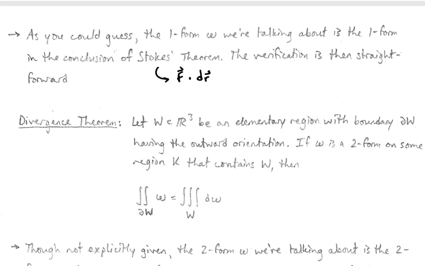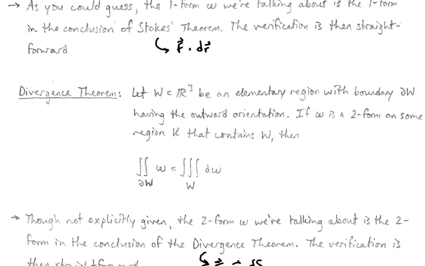Let's move on to the divergence theorem. For the divergence theorem, W is an elementary region that's a subset of R3. It has a boundary surface, partial W, and we go with the typical outward orientation, the outward unit normal. If omega is a 2 form on some region K that contains W, then in terms of differential forms, what the divergence theorem is saying is that the double integral over partial W, over the boundary of this region, of omega is equal to the triple integral over the interior of that region, over W, of d omega.